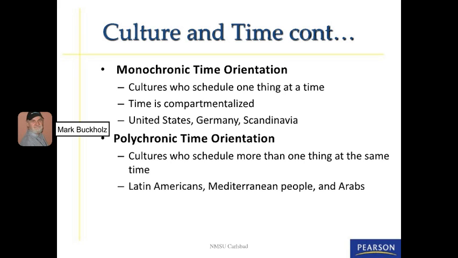A culture's orientation toward time might be either monochronic or polychronic. The United States, Scandinavia, and Germany are identified as countries with monochronic orientations to time. In these countries, time tends to be compartmentalized, with one thing scheduled at a time. On the other hand, Latin Americans, Mediterraneans, and Arab peoples are identified as areas of the world with polychronic orientations to time. These cultures tend to schedule more than one thing at the same time.